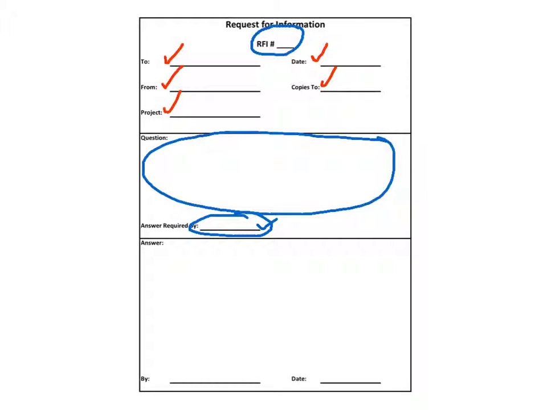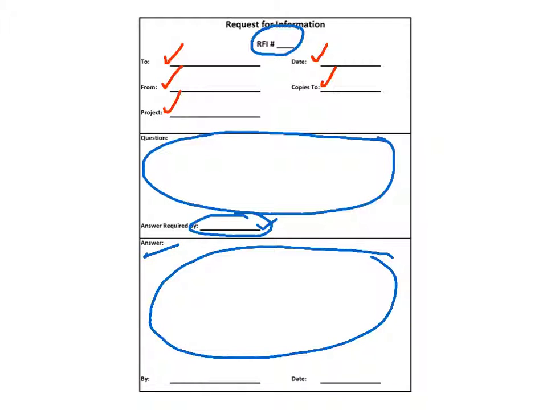That "answer required by" blank is usually driven by schedule. So you want the answer in time to be able to solve the issue and move on without impacting the schedule. In addition, the RFI form includes a space for the answer and a space for the person who answered it to sign it and date it.